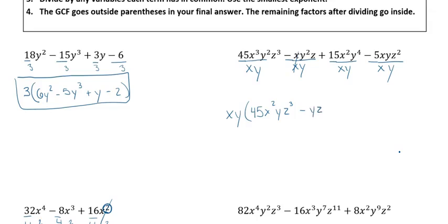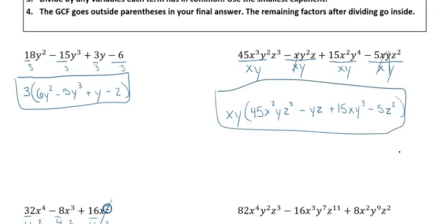All right, on this one, I would have 15. X squared over x would give me x. Y to the fourth over y would give me y to the third. And then here I have negative 5. My x's would cancel out. My y's would cancel out. And I would just be left with z squared. And that would be my answer.